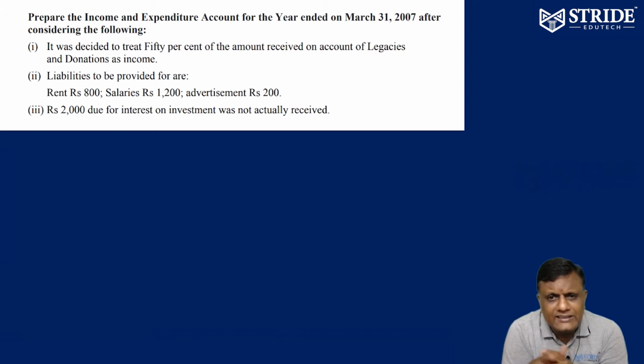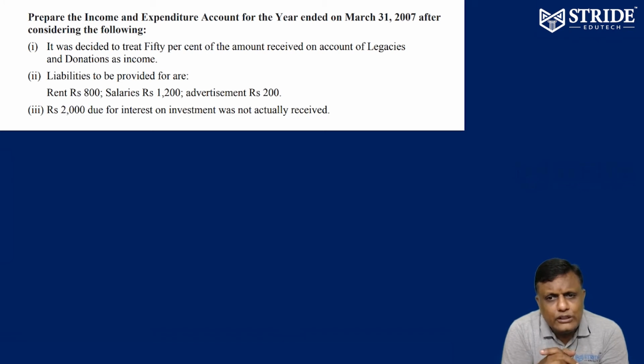Number 2. These are the outstandings available. Outstanding rent, how much is pending? 800. It is expenditure, so we add it with rent, and the same outstanding we transfer to the liability side, also 800. What about salary outstanding? Same, salary plus outstanding salary we add to the expenditure side, and this outstanding salary we transfer to the liability side. Similarly, outstanding advertisement, how much? 200. Advertisement plus outstanding advertisement we add, and this outstanding advertisement we transfer to the liability side.